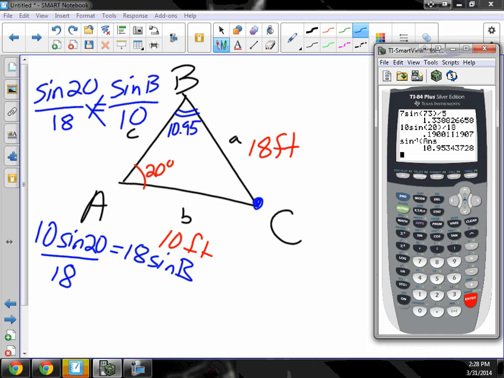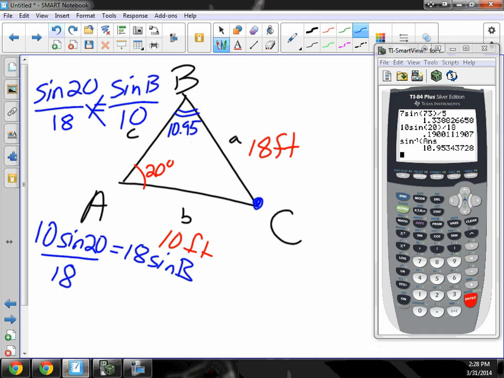How many solutions does this have? 1. What if I forget? Well, let's try to make 2. So we decided it pivots this way. If this is 11, then what would that angle be? 169. Is 169 possible? No, because 169 plus 20 is bigger than 180. So we don't have a triangle. So this one only has one solution. Did anybody not understand that?